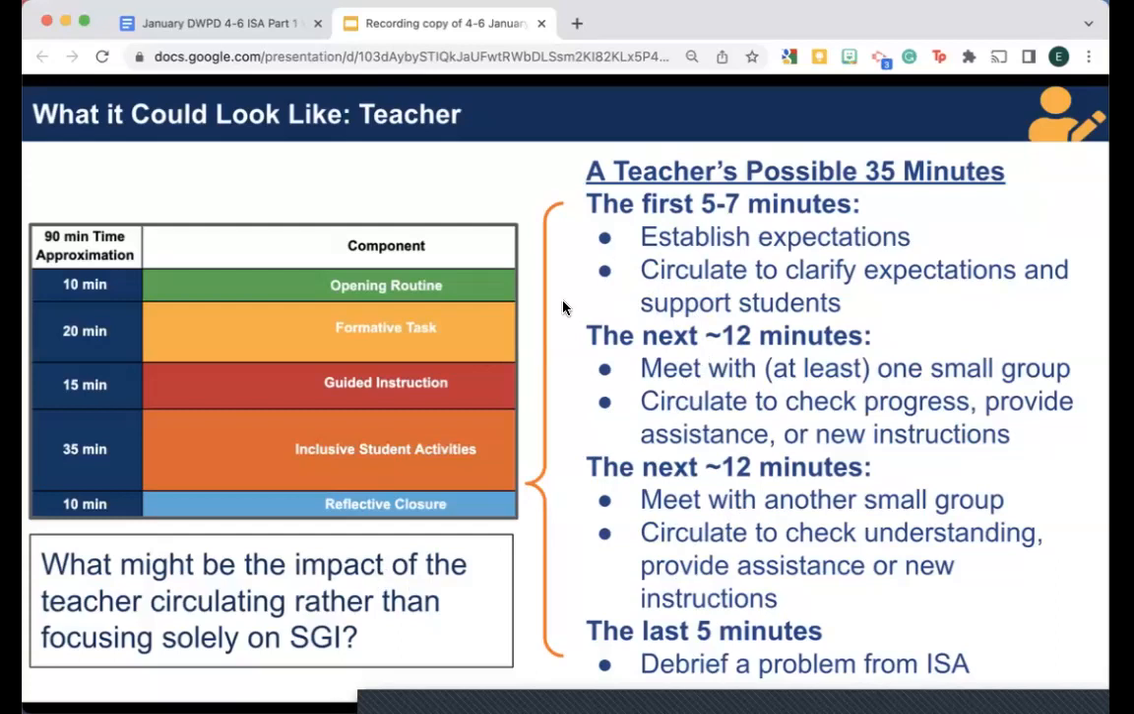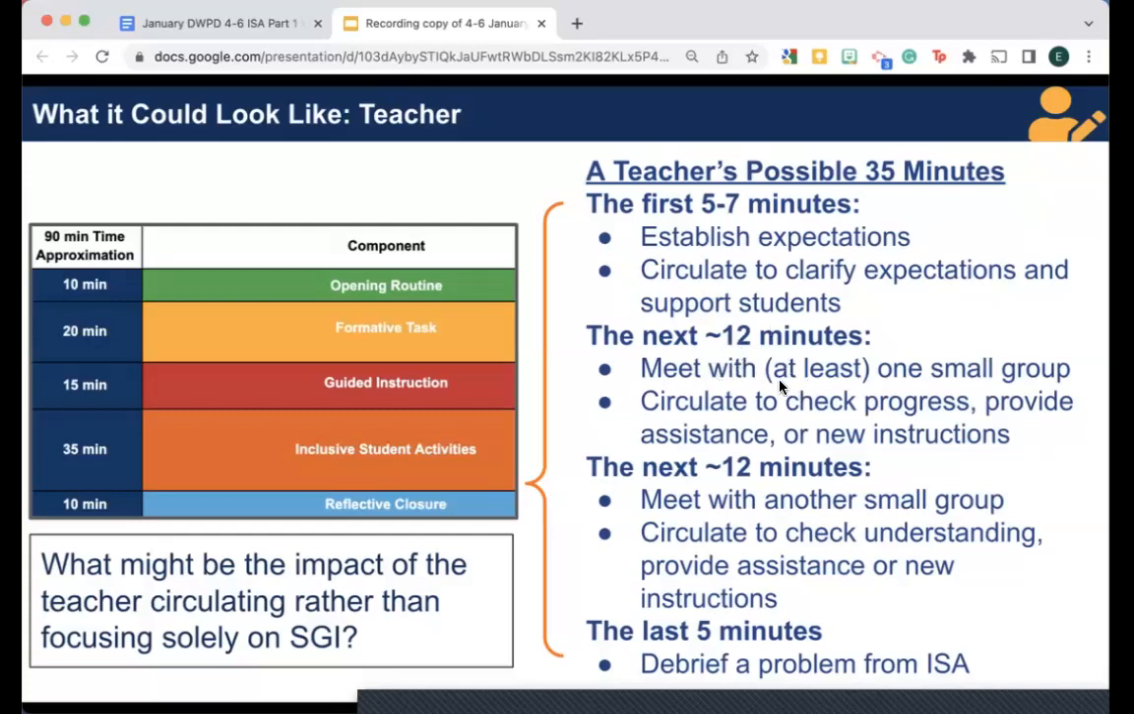Another thing that stands out on this slide that people often have questions about is, how am I supposed to meet with one small group and circulate in just 12 minutes? Two things. One, our recommendation is that when you're in your small group, you focus on a very narrow amount of knowledge. We're not trying to do 10 different problems or 5 different learning targets. What is the one small thing you want your students to take away from this small group? It doesn't need to take that long. You can do that in 8 minutes.